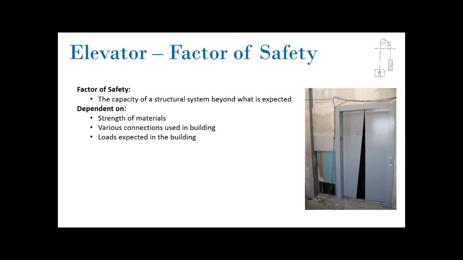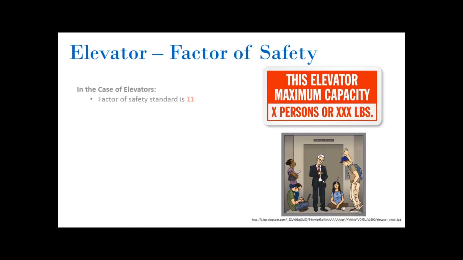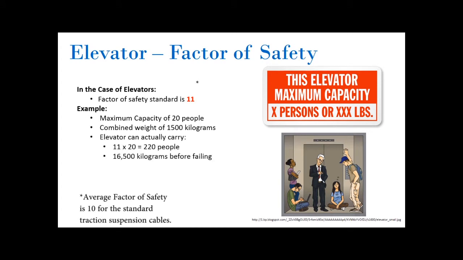Most design situations associated with the building's components strive for a factor of safety between 2 and 3. In the case of elevators, however, the industrial standard is to design for a factor of safety of at least 11. This means that if an elevator has a maximum capacity of 20 people with a combined weight of 1,500 kilograms, then it can actually hold over 220 people or 16,500 kilograms before it fails.